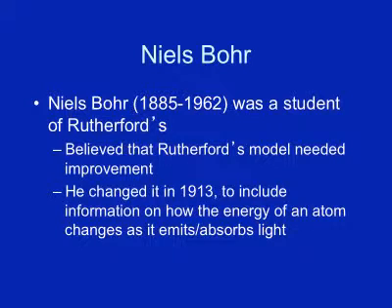So, Niels Bohr, he was actually a student of Rutherford's, but he kind of continued Rutherford's work. He thought that Rutherford's nuclear model needed to be altered a little bit. He said it needed to be improved. He said, yes, the electrons do revolve around the nucleus, but we need to be a little bit more specific than that. So in 1913, he changed the model to include information on how the energy of an atom changes as it emits or absorbs light.